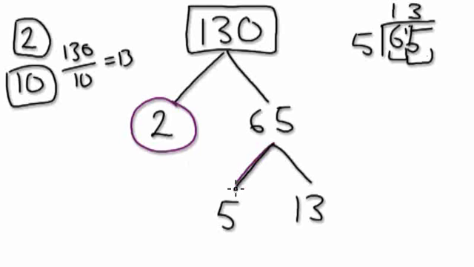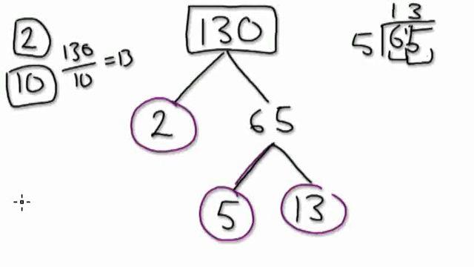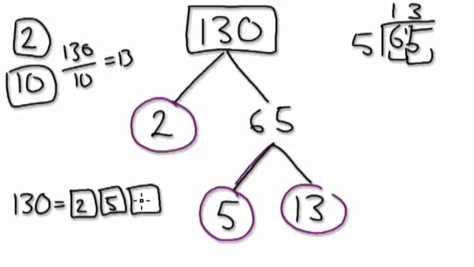And look at this here. This is a prime, this is a prime, and this is a prime. So you can visualize 130 as 2 times 5 times 13. Look, you've just expressed 130 as a product of primes because all these are primes.